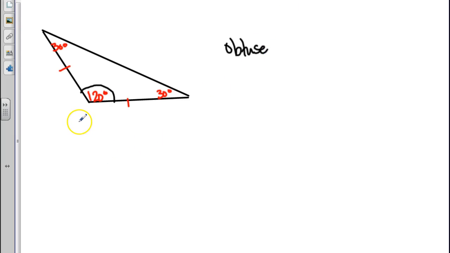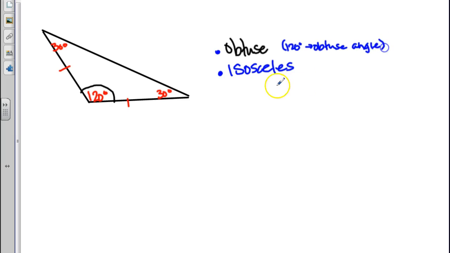All right, now let's switch gears and look at sides. I have two marks on these, which means I have two sides that are equal, so this is isosceles. So I have an obtuse triangle classified by its angles because there's a 120-degree angle. And it's an isosceles triangle because I have two sides that are congruent.